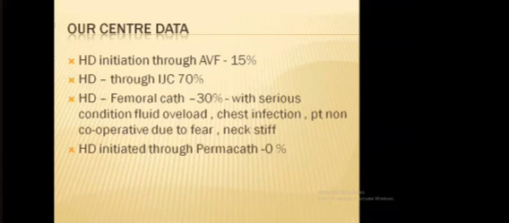This is our center data. We are initiating HD through AVF in only 15 to 20% still, and most patients, 60 to 70%, start dialysis through a jugular catheter. In emergency situations we use a femoral catheter for patients who come with fluid overload, chest infection, inability to lie down, or non-cooperation due to fear. No patients are initiated through permacath.